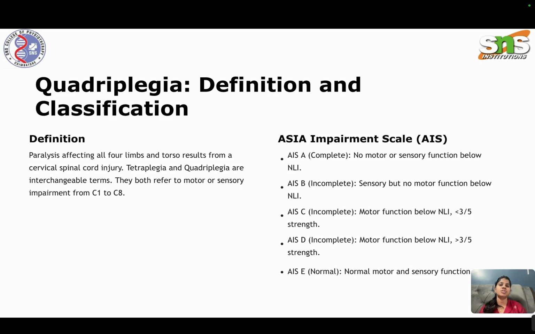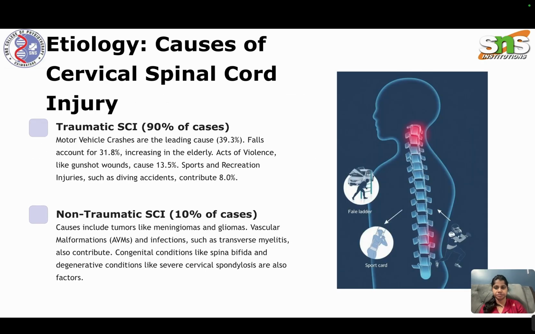Whereas in C, motor is preserved, but muscle strength is below a muscle power of 3, that is 3 by 5. Whereas in D, motor is preserved with strength greater than 3 by 5. Whereas in E, normal motor and sensory function is present. This classification is extremely important because it guides prognosis, helps set realistic physiotherapy goals, and determines rehabilitation potential also.